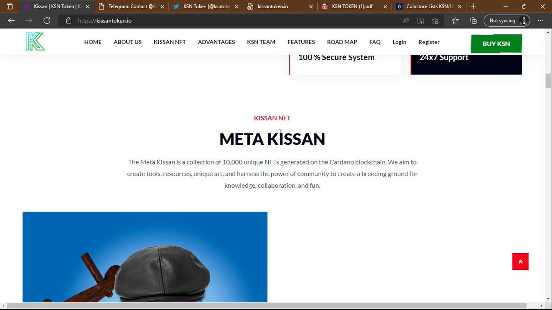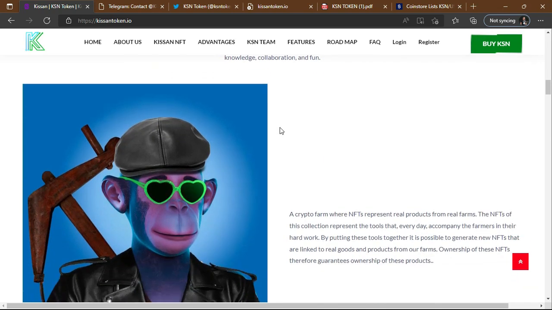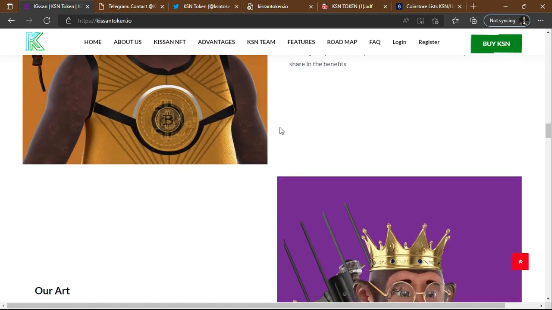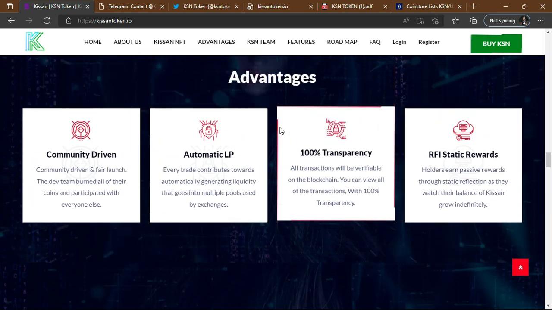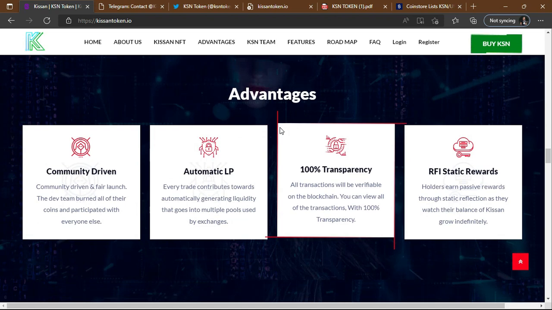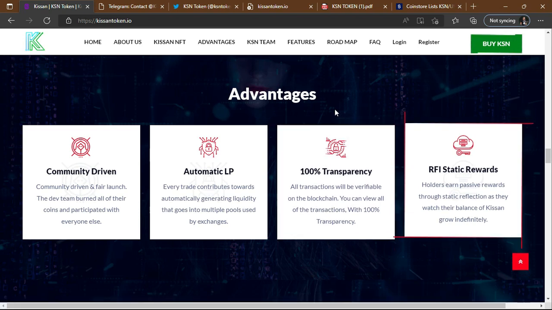So Meta Kisan, you have it here. So the metaverse and the NFTs that you can purchase, these are really artistic and interesting. So the advantages are the project is actually community driven, automatic liquidity pool, 100% transparency, and RFI static rewards.